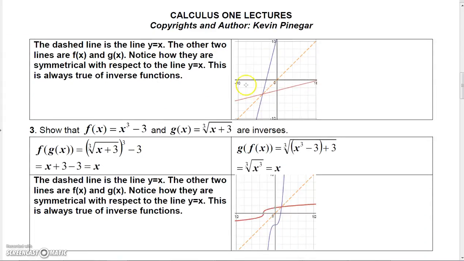Now if you were to graph these two functions, you would see that they're reflections about the line y equals x, which is always true about functions that are inverses of one another. They're reflections about the line y equals x, and that's this dotted line right here.